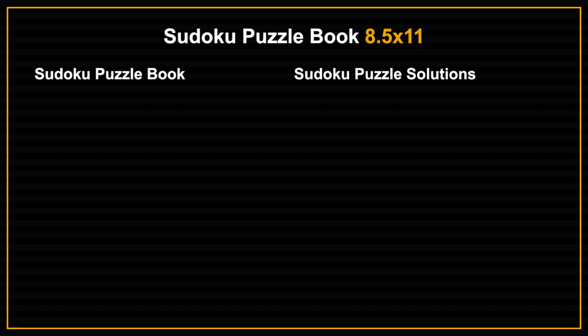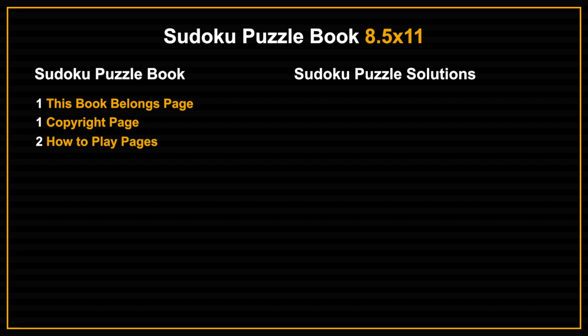So as far as the book cover goes, I'm just going to use a standard 8.5 by 11 trim size. Focusing on the book itself, I want the first page to be a This Book Belongs To page, the second page to be a copyright page, and the third and fourth pages to contain the rules on how to play Sudokus.